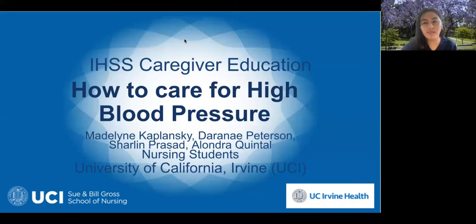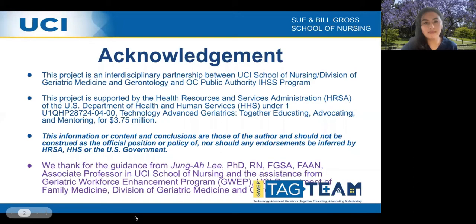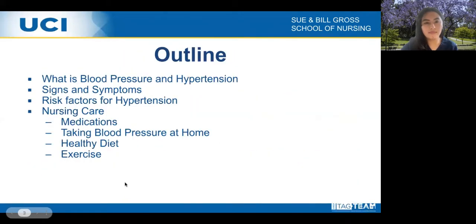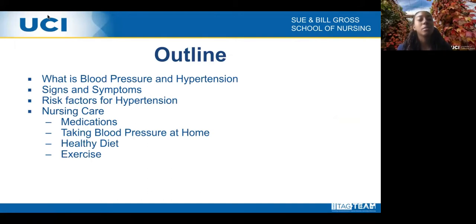Today we're going to be talking about how to care for high blood pressure. This is a small outline of what we'll be talking about throughout the presentation. First we'll go over what is blood pressure and hypertension. Then we'll go into the signs and symptoms, the risk factors for hypertension, and then different aspects of nursing care.